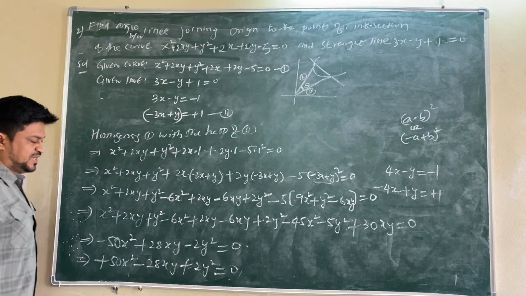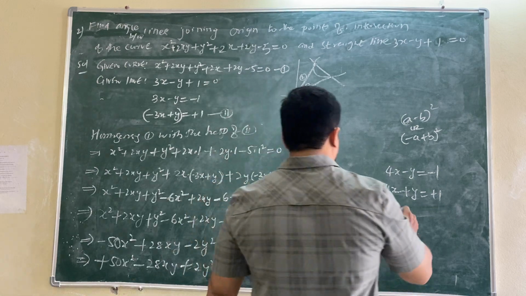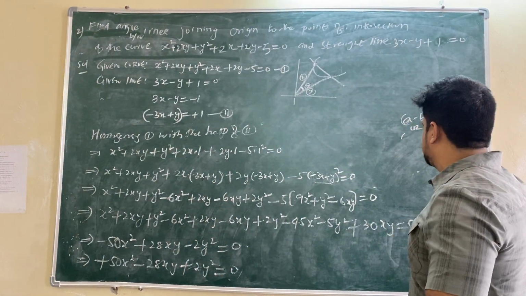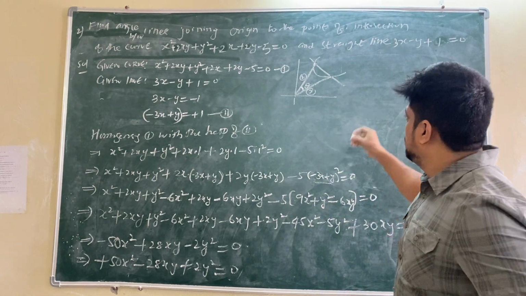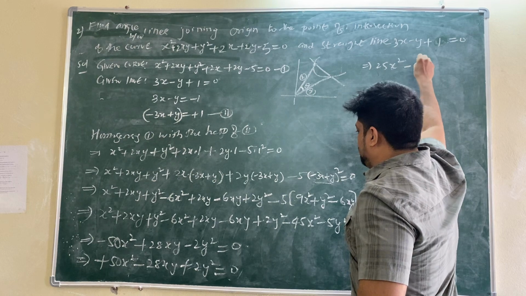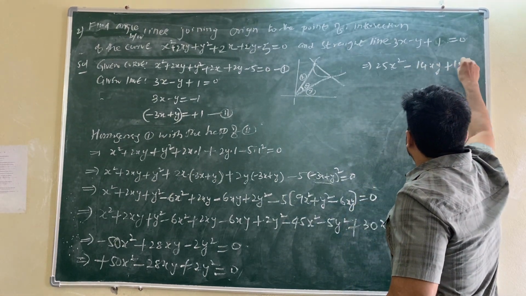After this, if you find any single common multiple in this, you can cancel it. Yes, multiple of 2 we can cancel now from all the 3 terms. So what will we get? 25 times, 14 times, 1 times.